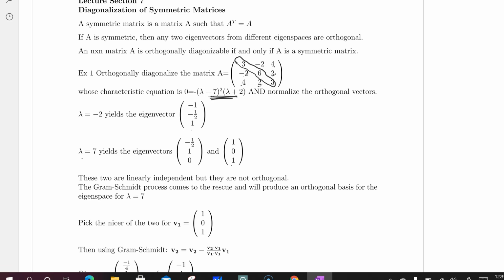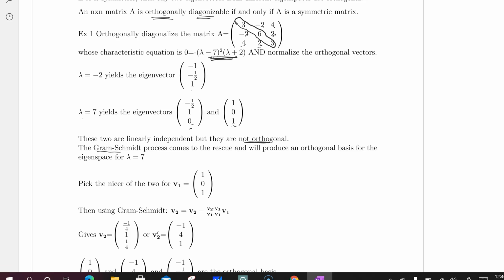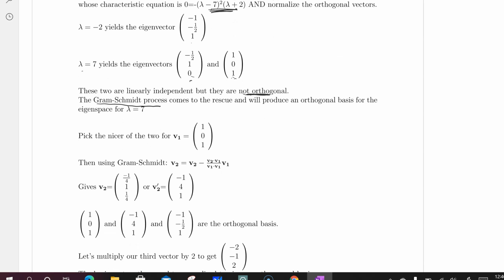Okay, so what does it mean to orthogonally diagonalize? These two vectors are linearly independent, but they're not orthogonal. So how do I make an orthogonal diagonalization? I need to make these orthogonal to each other, and that's where the Gram-Schmidt comes in. The Gram-Schmidt will make them orthogonal. So these are the two vectors that I need to do the Gram-Schmidt on. Remember, you always pick one first off. I'm going to make this one equal to V1.